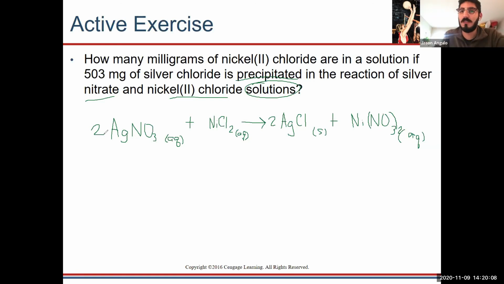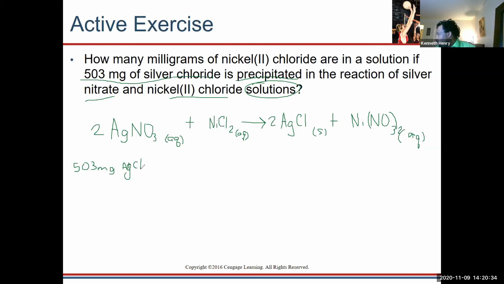I know we have the 503 milligrams of silver chloride, but I'm not sure what we're going to do with it. What are you trying to find? We want to find the milligrams of nickel chloride. So you said nickel chloride, right? Yeah. And we want milligrams.